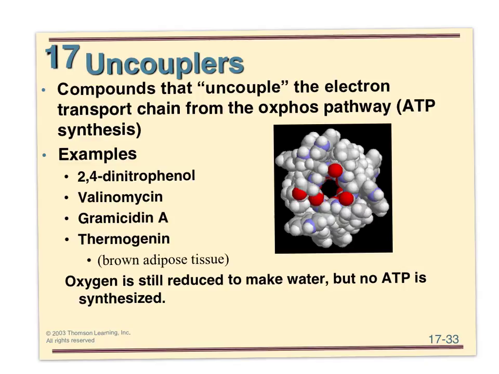Some of the other ones are medicines, like Valinomycin, which is an antibiotic. Gramicidin, you could have some organic compounds that can do similar things to this. Once again, it's perforating the mitochondrial inner membrane. Okay, so oxygen still makes water, but you get no ATP from it.